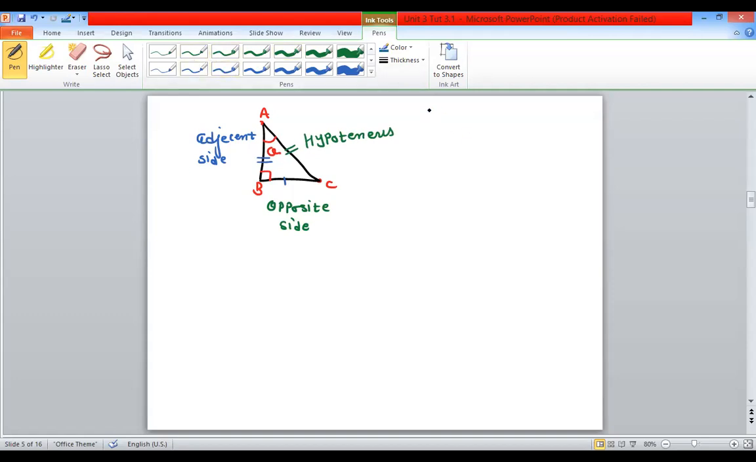Now tell me the value of sin theta. What happens when the angle is changed? So sin theta is defined. The formula is the same: opposite upon hypotenuse. But look here, the opposite will change if I change the place of theta.